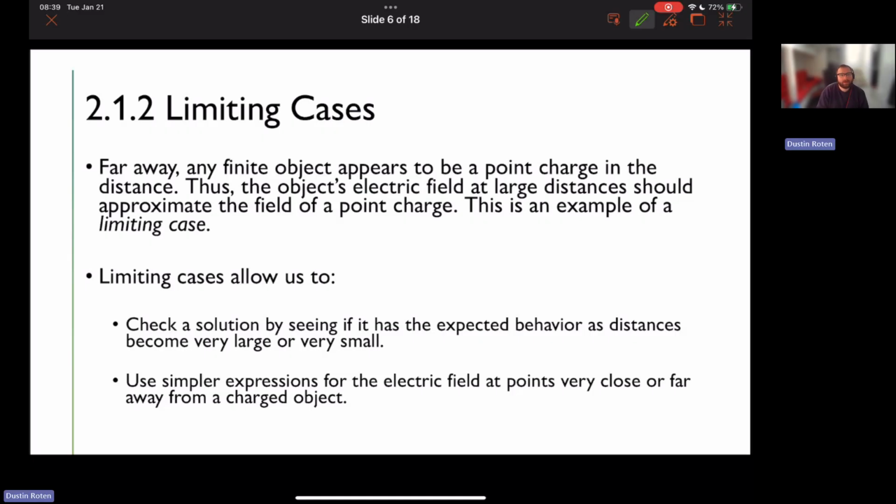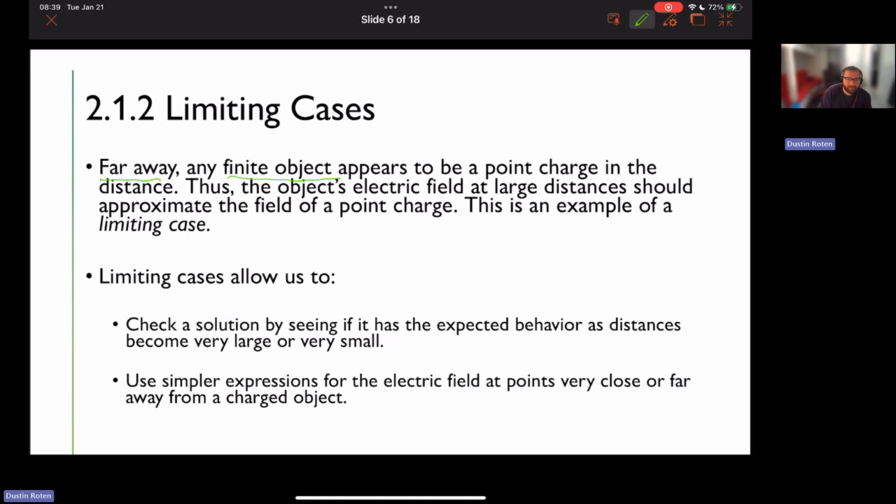Okay, now I said we'd talk about limiting cases. So if we get really far away, any finite object appears to be a point charge, right? You can imagine if you had a little charged plate, perhaps this book is a charged plate. If I put this 30 feet away from me, it's going to look smaller. I put it 60 feet away from me, it's going to look smaller. Until eventually, it's so small, I can actually just say, well, this is kind of like a point charge. And that's the idea here.